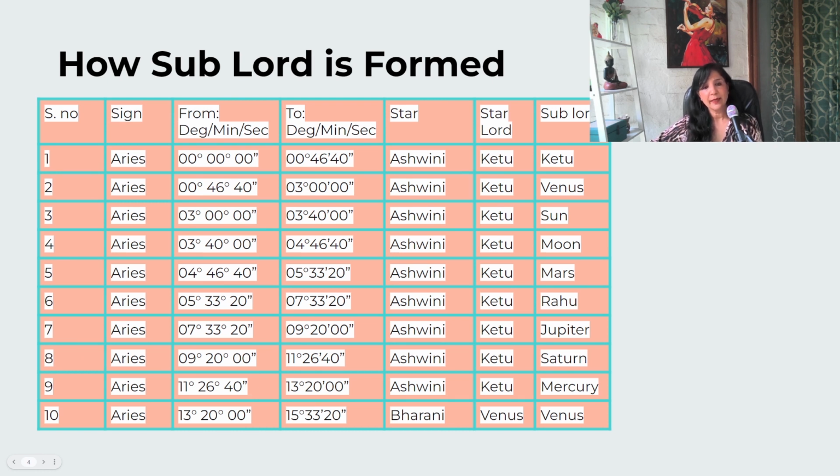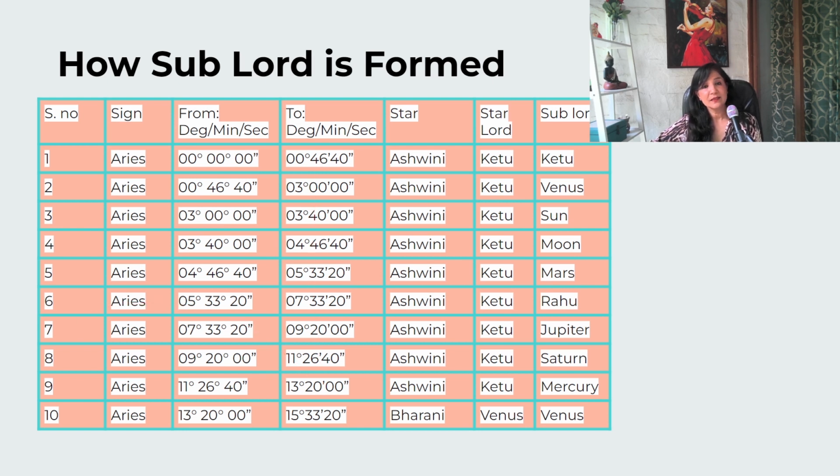So according to KP, each nakshatra is subdivided into 9 parts. Like here you see Ketu nakshatra starting from 0 degree till 13 degree 20 minutes, and Ketu star will be there. But the sublord will keep on changing at an interval of 1 minute to 6 minutes. This is the interval.